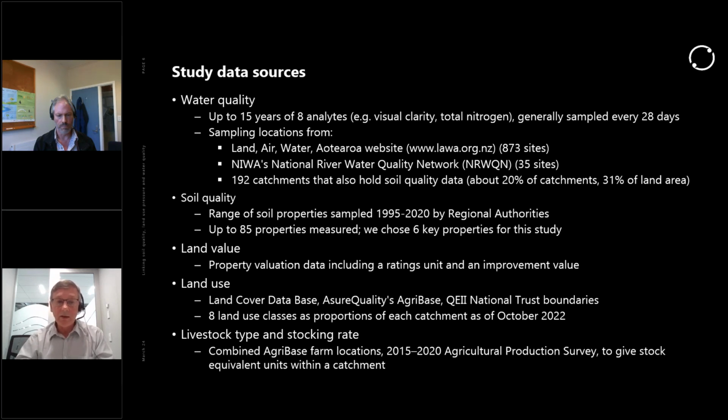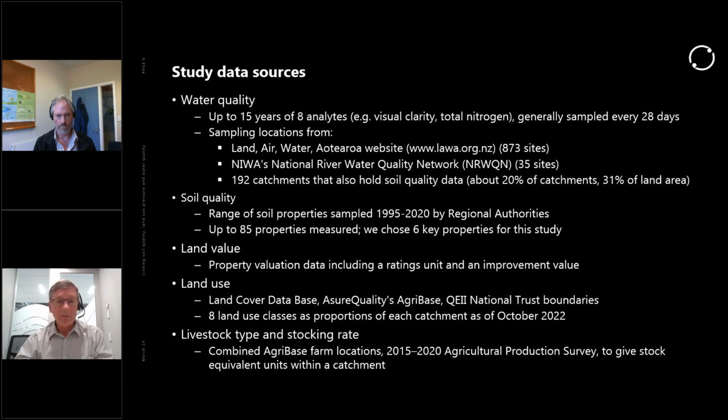And lastly, the livestock type and stocking rates were obtained from Agribase farm locations and the Agricultural Production Survey, and these were combined to give stock equivalent units from within a catchment.